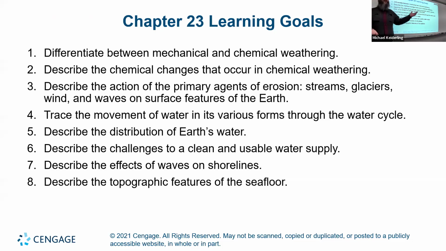Weathering is the breakdown of rocks. We'll talk about the chemical changes that occur in chemical weathering. We'll look at the primary agents of erosion, which are streams, glaciers, wind, and waves on the surface features of Earth. We'll trace the movement of water in its various forms through the water cycle. We'll discuss the distribution of Earth's water. We'll describe the challenges to a clean and usable water supply. We'll talk about the effects of waves on shorelines and the topographic features of the seafloor.